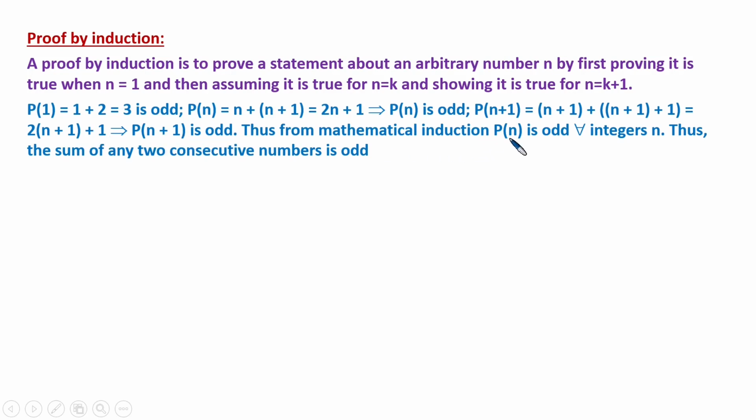Thus from mathematical induction, Pn is odd for all n. So this is the symbol for all. So Pn is odd for all integers n. Thus the sum of any two consecutive numbers is odd. So this was the proof done by the induction method.